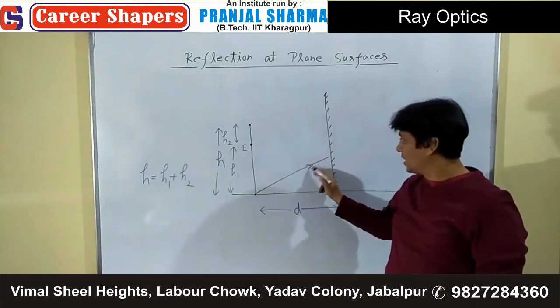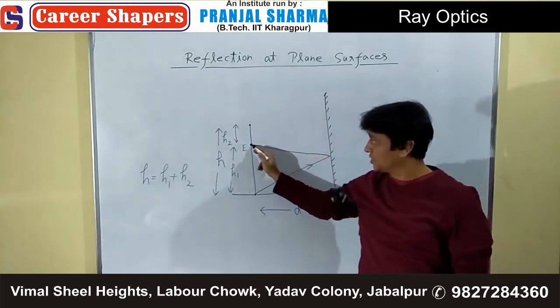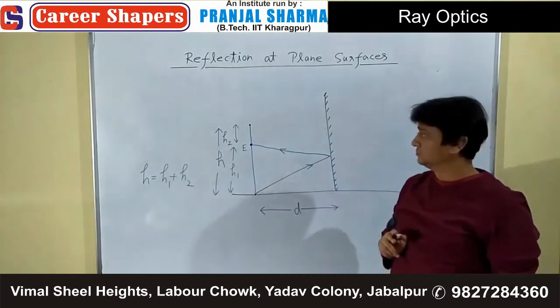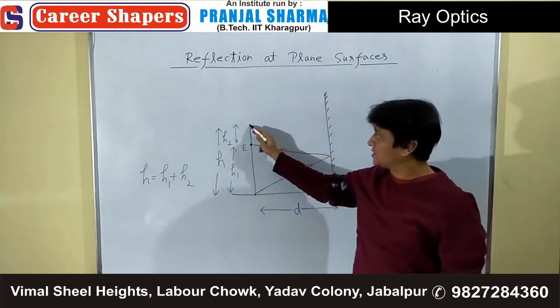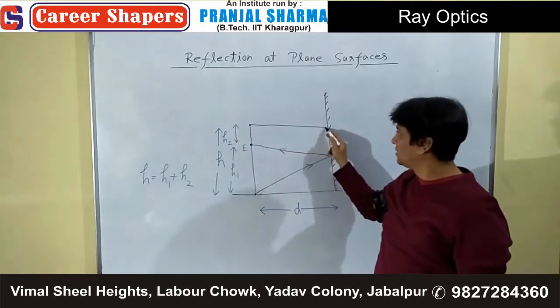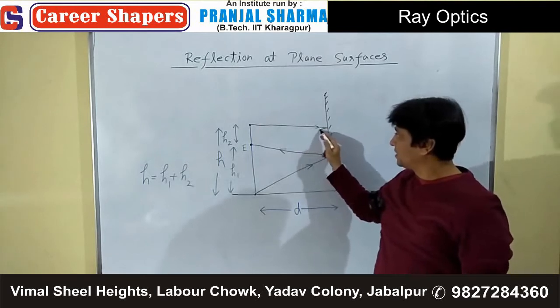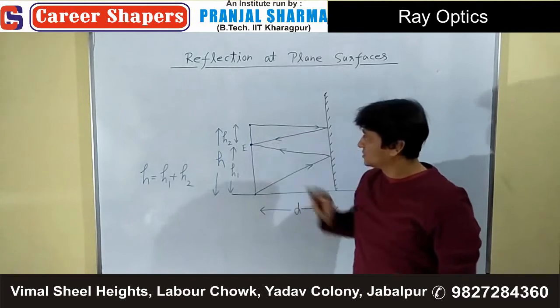Light rays coming from this point, after reflection, they should reach his eyes. Similarly, light rays coming from the top of his head. These rays after reflection should be able to reach his eyes like this.